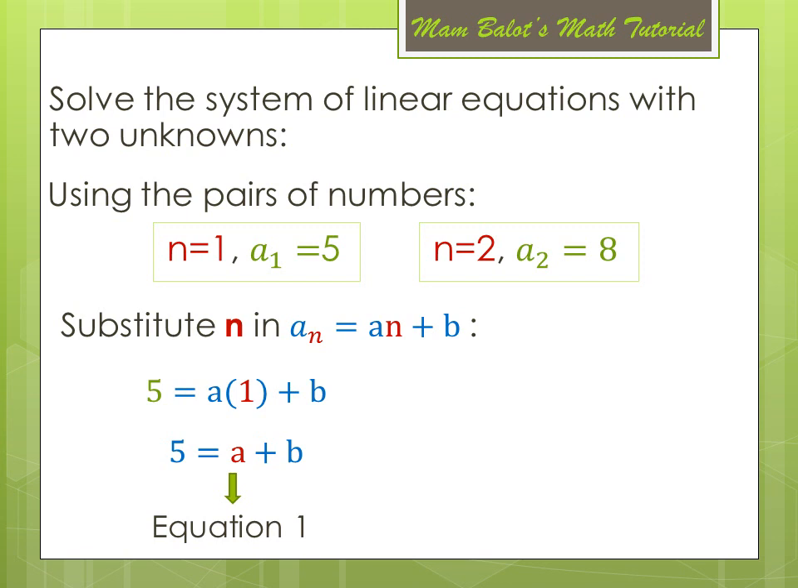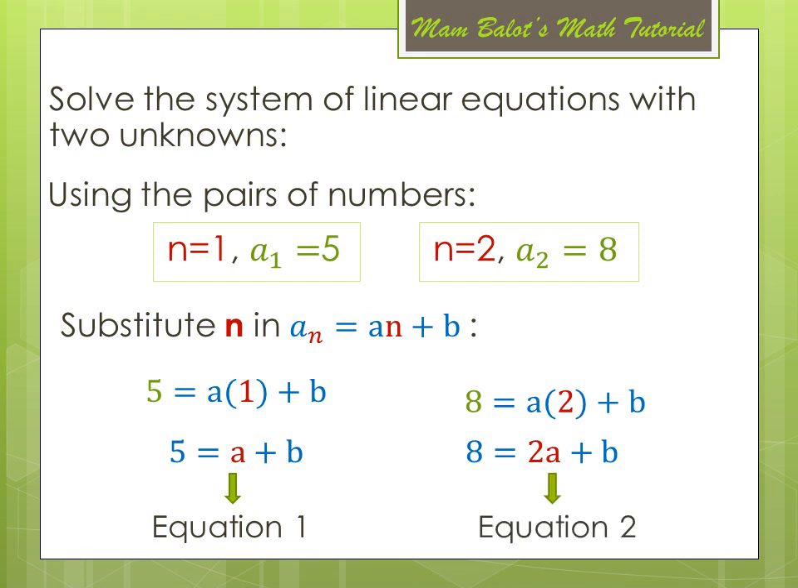Then we will use n is equal to 2 to get another equation. So we have now a sub 2 is equal to 8. So we have 8 is equal to a times 2 since n is equal to 2, then plus b. a times 2 is equal to 2a. So therefore, our second equation would be 8 is equal to 2a plus b. So we will now use these two equations to solve for the values of a and b.